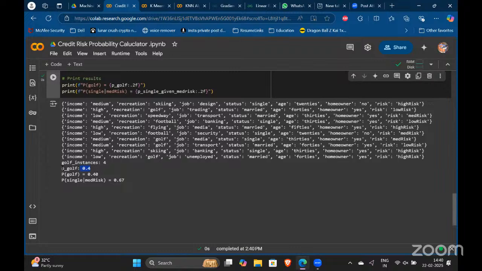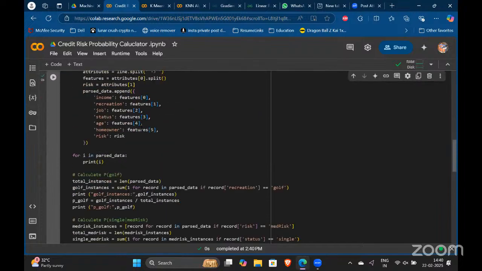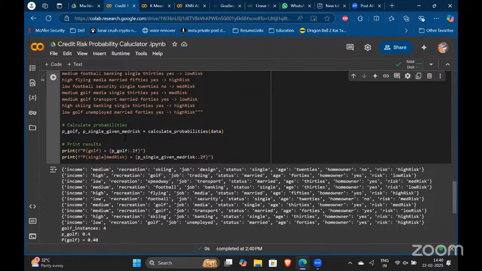So you can see that the P golf value is 0.4. I think we have 10 instances. Yeah, we have 10 records here. Out of 10, we have the golf value repeating 4 times. Guys, please pay attention. So now we can see that the probability of golf is 4 by 10, which is 0.4, which is 40%. So this is the unconditional probability.